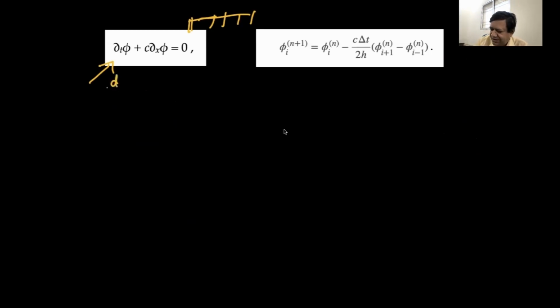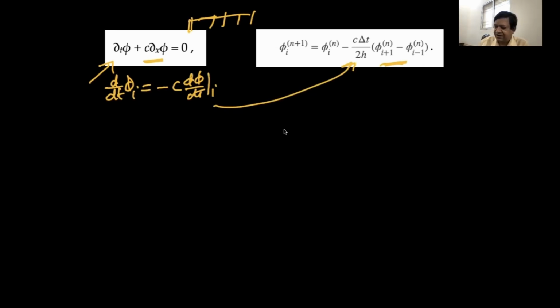So that will give us d phi, I skip that step. d phi_i by dt is equal to minus c times the first derivative in x. I'm using central difference again. So this is d phi by dt at i, and that is given here. With the central difference scheme, it is phi_{i+1} minus phi_{i-1} by 2h.